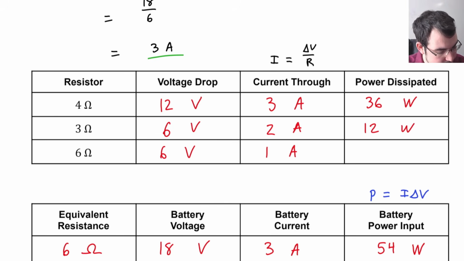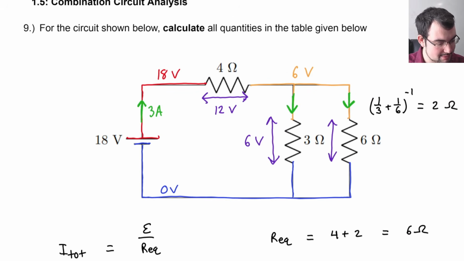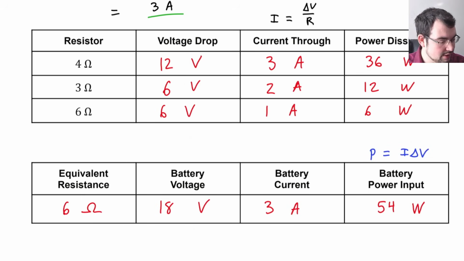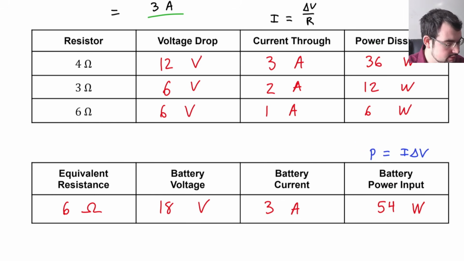12 and 6. And we can actually check that we did it right, because, first of all, we know the loop rule works because we use the loop rule to get all our voltage drops. And we also know the junction rule works because we said this current was 2 amps and this current was 1, and it does add up to the 3 that went in. And we can also check the powers, energy conservation, because 36 and 12, that makes 48. 48 plus 6 is 54. So our total power in from the battery equals our total power out from the 3 resistors.